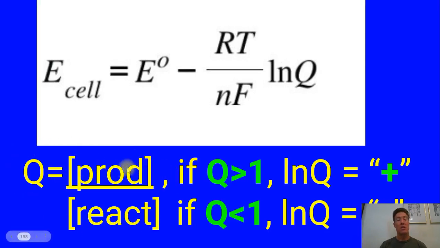Remember, Q is the concentration of products over reactants. If Q is greater than 1, that gives us a positive number, so we're subtracting a positive number, right? And that's going to reduce our E cell from our standard voltage. Contrariwise, if Q is less than 1, it's going to make the natural log of Q a negative number, and subtracting a negative is going to be the same as adding a positive. It's going to add voltage to our standard voltage. So our resulting voltage is going to be more than our standard voltage.